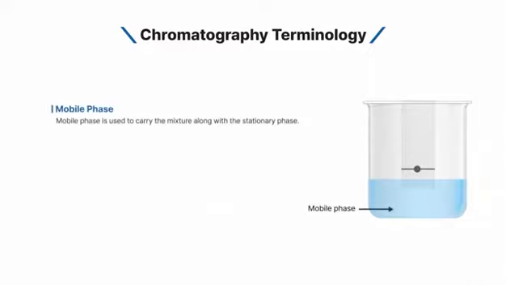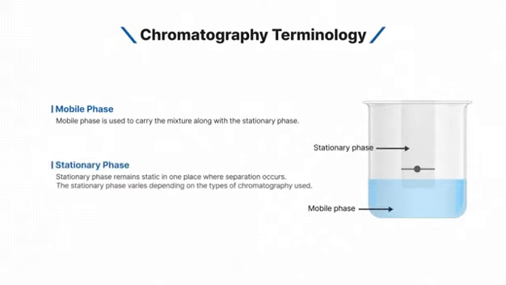What are mobile phase and stationary phase? Mobile phase is used to carry the mixture along with the stationary phase. Stationary phase remains static in one place where separation occurs. The stationary phase varies depending on the types of chromatography used.